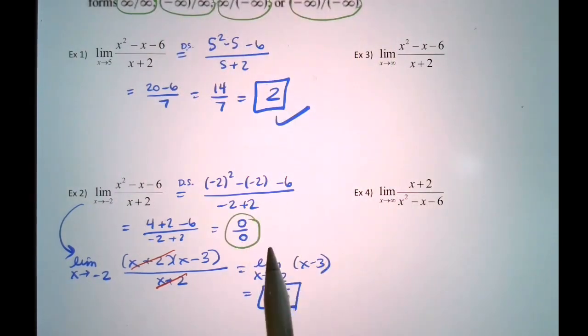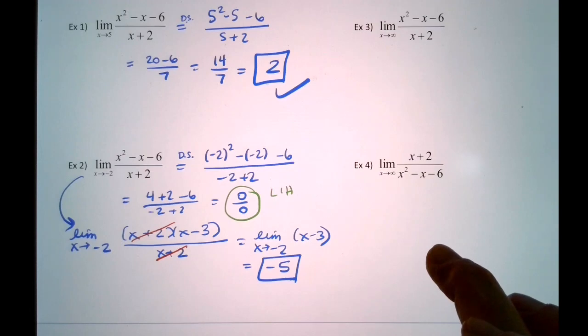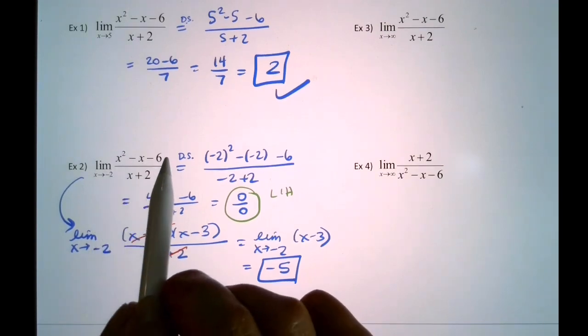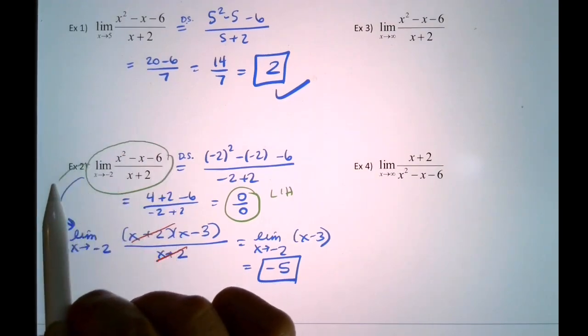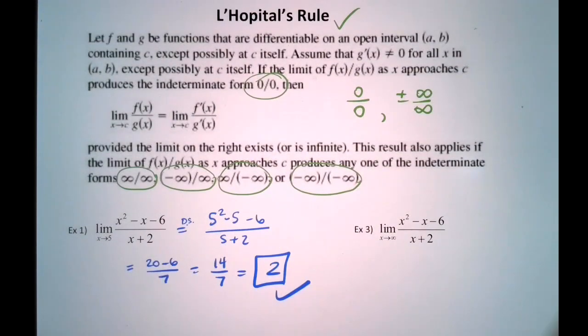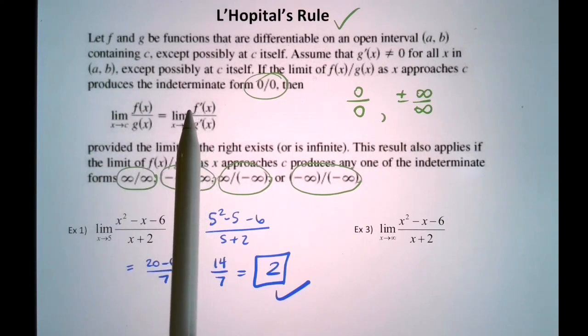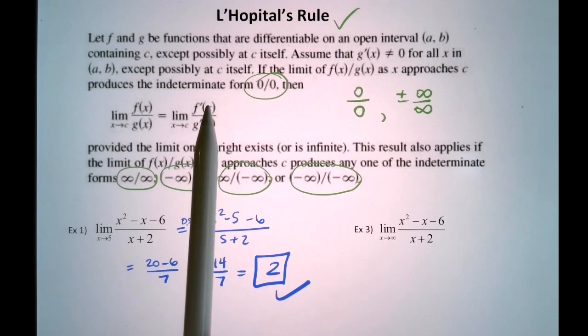I'm going to say, this is L'Hopitalable. This is of the form that L'Hopital's rule is permissible. So let's use it. What does that mean? That means take the original limit, and let's go back to what L'Hopital's rule says. It basically says the original limit of that rational expression is going to be equal to the limit of the derivative of the numerator over the derivative of the denominator.